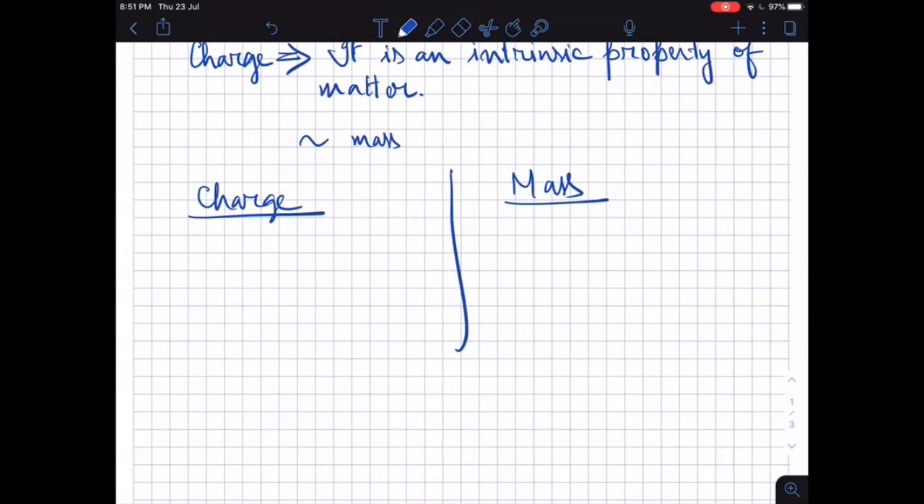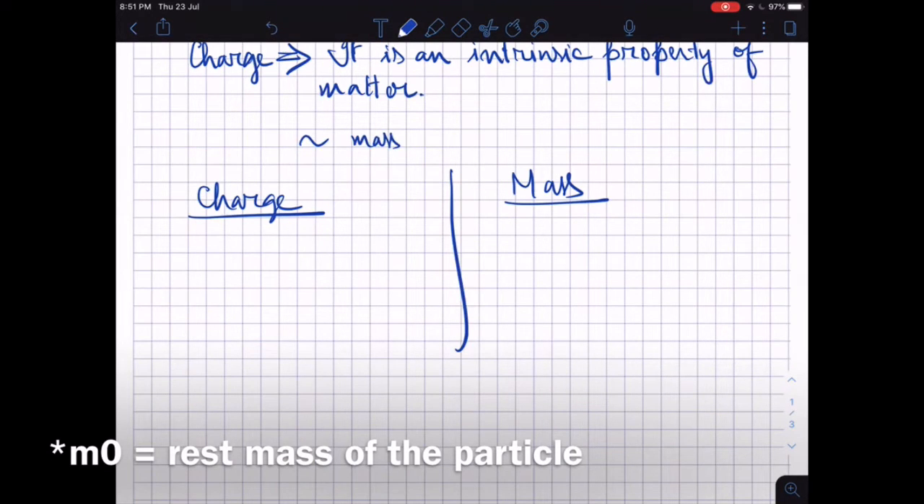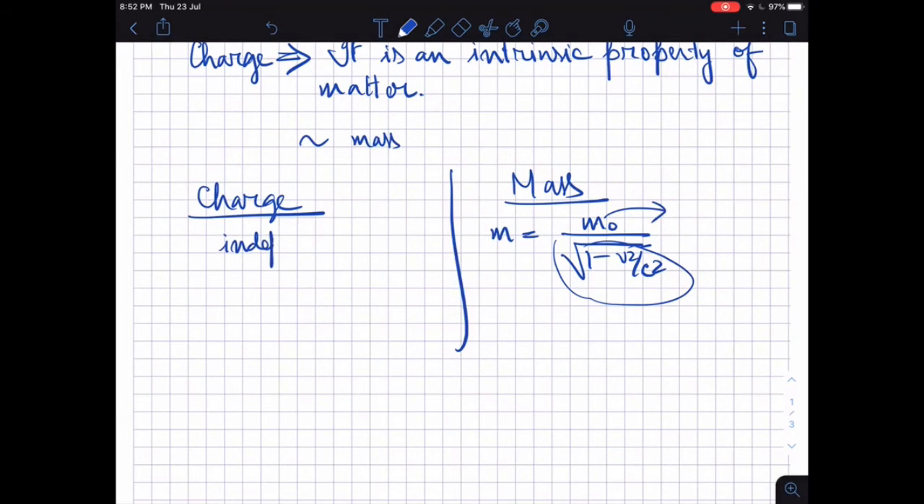The main difference between charge and mass is that mass is dependent on velocity. Mass is given by a factor of 1 over root of 1 minus v square by c square. This term is called the Lorentz factor. As the velocity of the particle goes closer to the velocity of light, the mass of the particle will increase. That means a moving particle has higher mass compared to the same particle at rest. But charge is independent of velocity.